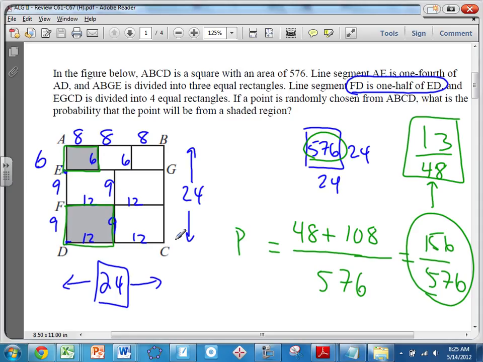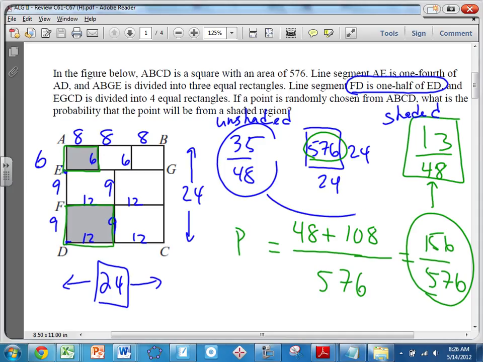would automatically be 35 out of 48. This is unshaded. Not that it asked for it, but just as a note to write down. This was shaded. Unshaded was 35 out of 48 because these have to add up to 1, or 48 out of 48. Again, the total probability of any event happening is always 1. You really want to write that one down. Can't emphasize that enough. Because these two events add up to 1, you think of it as 48 out of 48. So the numerators would clearly add up to 48.